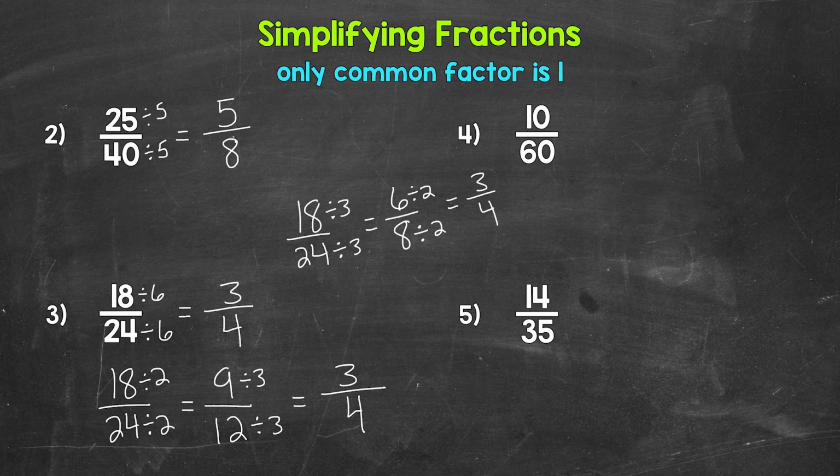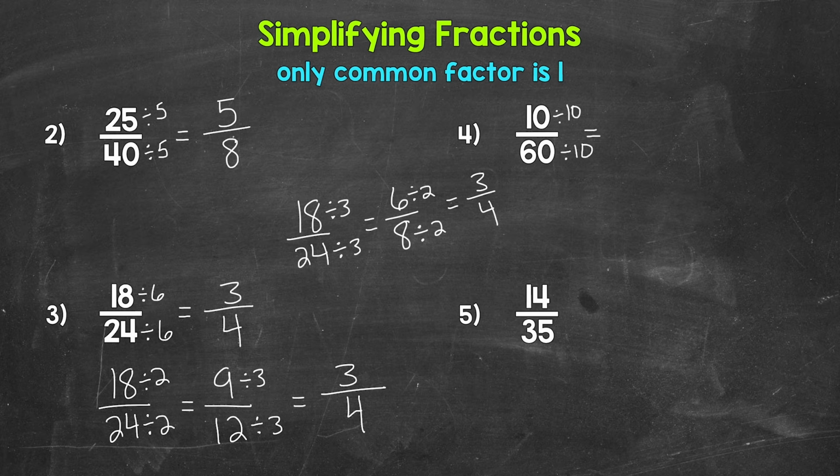Moving on to number 4, we have 10/60. So do we have any common factors that we can divide our numerator and denominator by other than 1? Yes, we do have some common factors here. They're both even, so 2 is a common factor. 5 is also a common factor. But our greatest common factor here is 10. So we need to do 10 divided by 10 and 60 divided by 10.